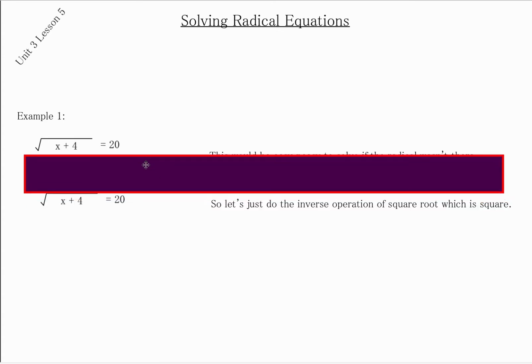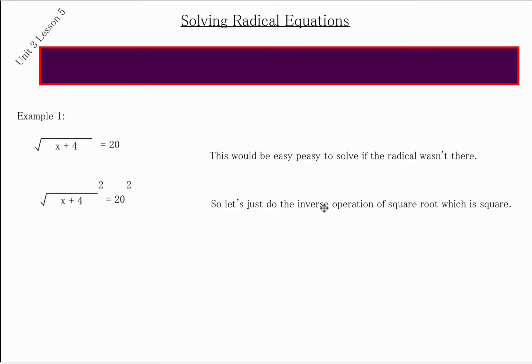How do you get rid of radicals? You just do their inverse operation. So since this is a square root, I'm going to square to get rid of a square root. X plus 4 equals 400, minus 4 from both sides, and x equals 396. And you can check it. 396 plus 4 is 400. The square root of 400 is 20.